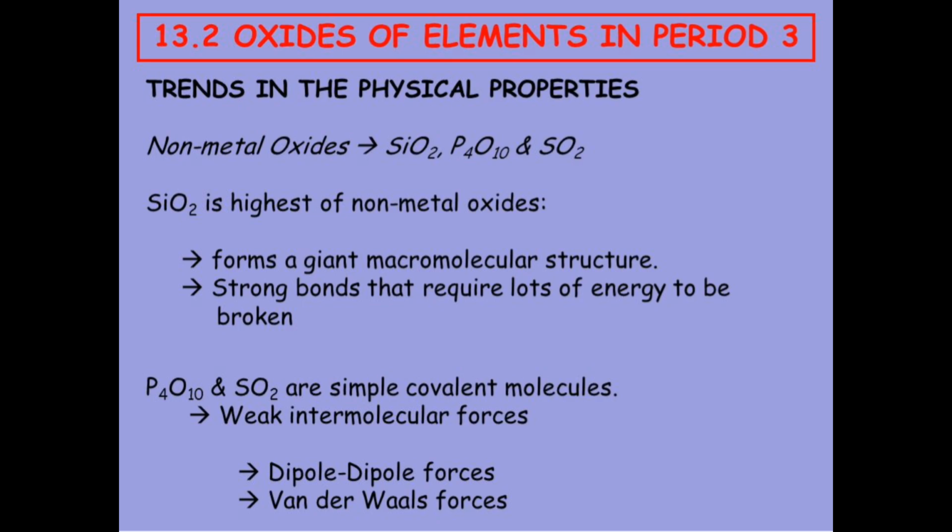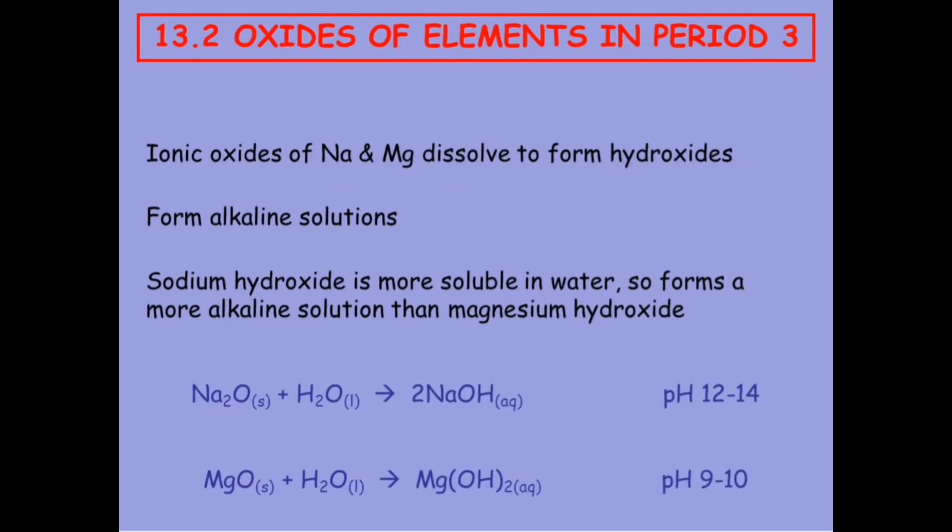The non-metal oxides in period 3 specifically, that's silicon, phosphorus, and sulfur. We have SiO2 as highest of the non-metals because it forms a giant macromolecular structure. The strong bonds are also required to break it. The phosphorus oxides and sulfur oxides are simple covalent molecules. They have weak intermolecular forces. They have dipole forces and van der Waals forces respectively.